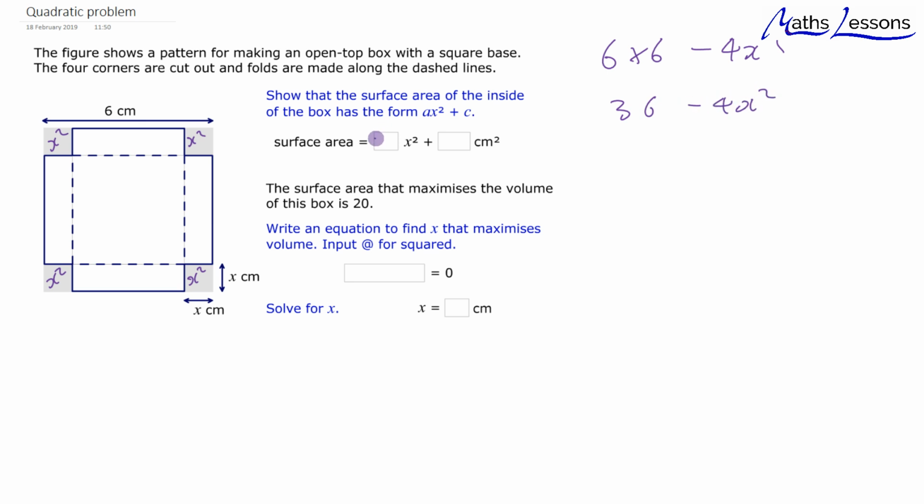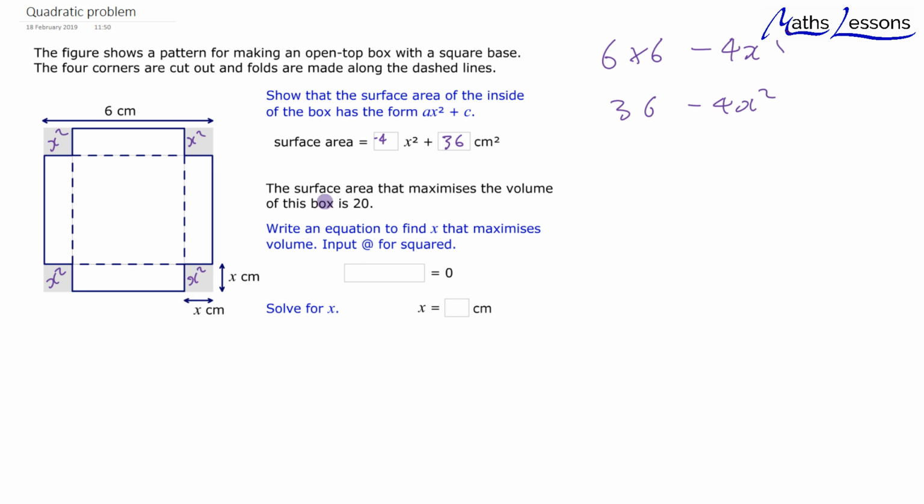So for the area, when they give you that form, don't get put off because you've got a negative. Just put it in. A could be a negative. So you've got 36 minus 4x squared as the area, because we've taken all of that big square and then just taken off the 4 corners.